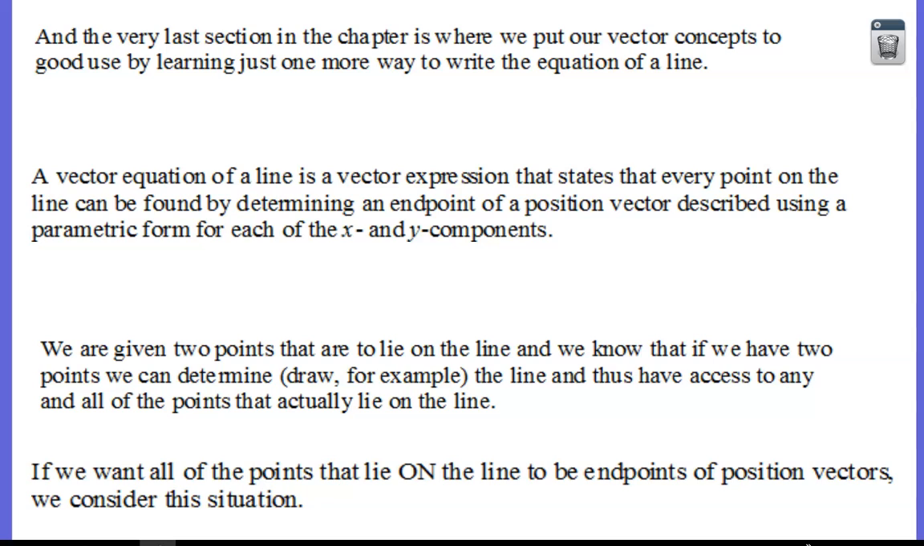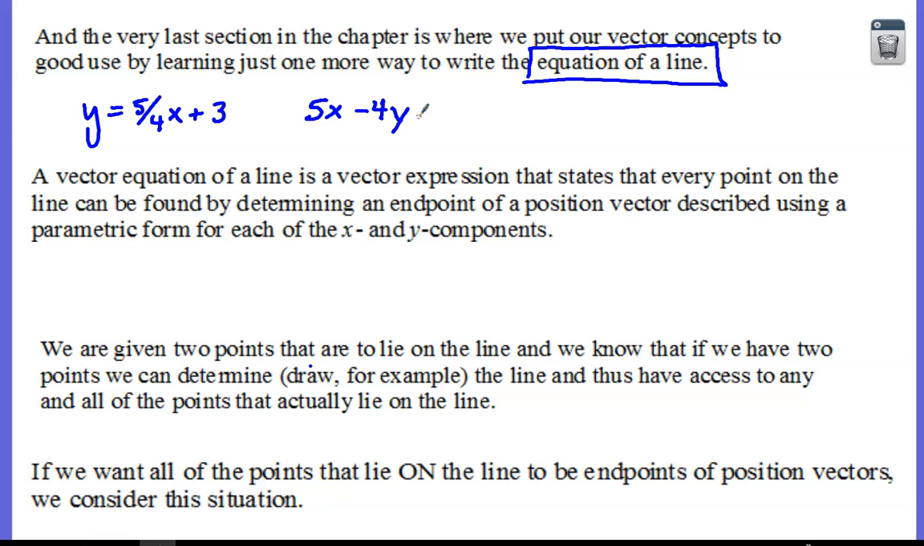Okay, so the very last section of the chapter, we start talking about how do we write the equation of a line, which you guys know a lot of different ways to write. Like you guys know y = mx + b form, which we talked about in the last couple of units, and standard form at this point. So like this one's standard form would be 5x minus 4y, I think, equals -12.